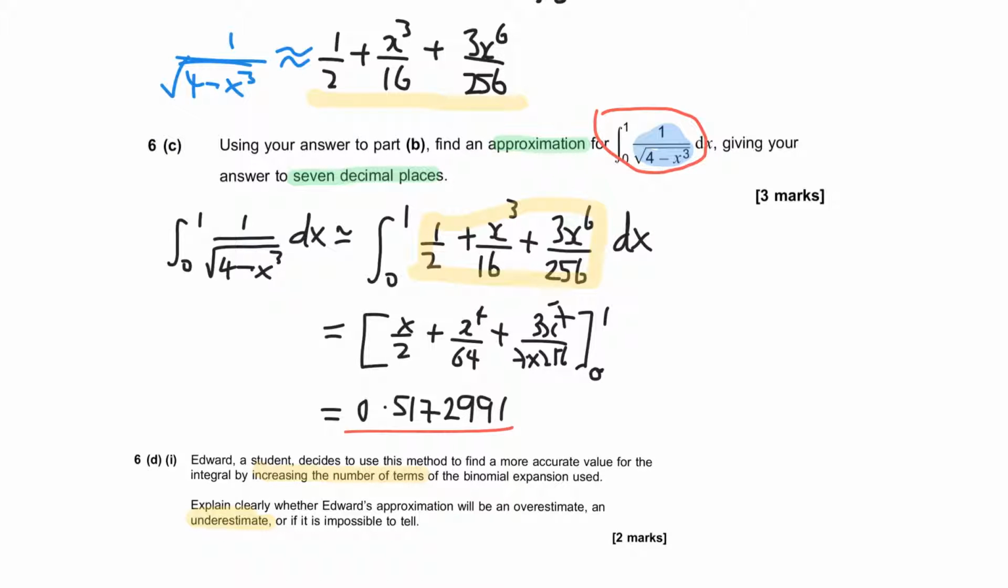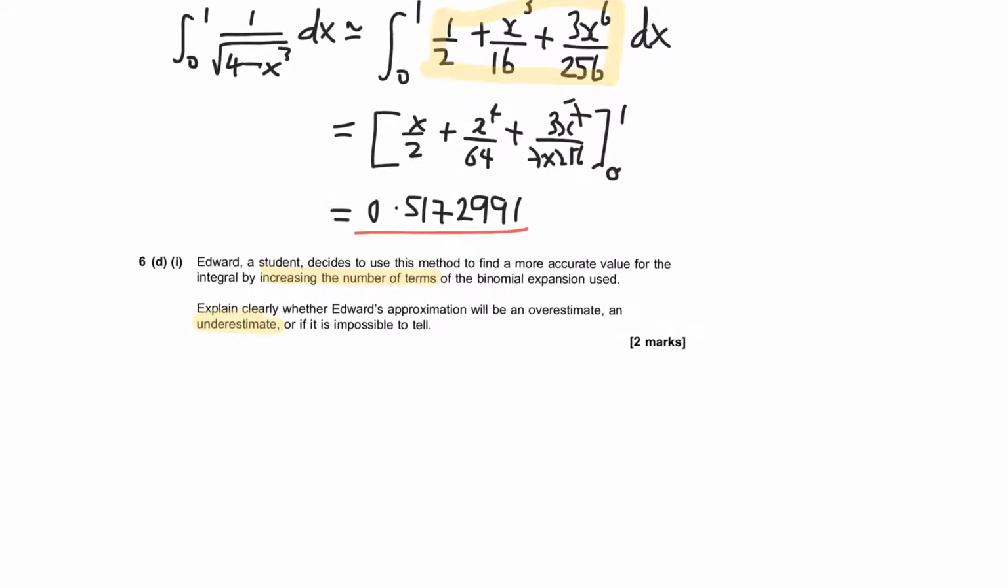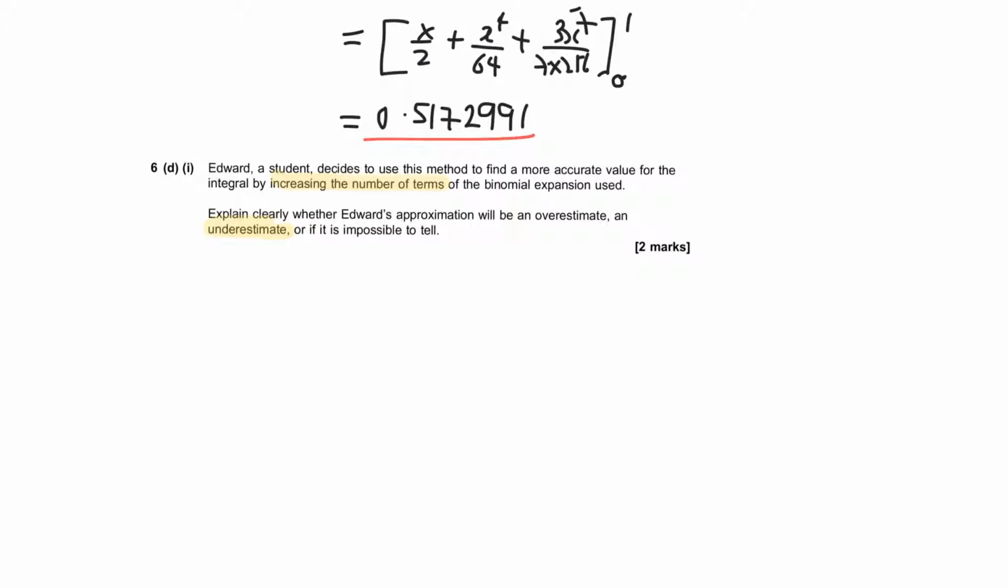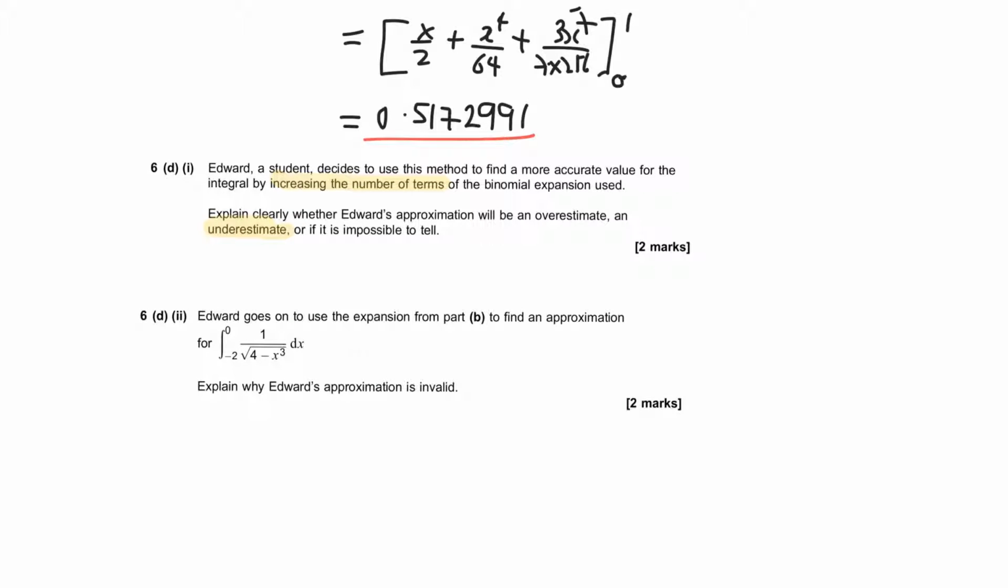So there's just one final part of this question left for us to look at, which is D part 2, and actually I don't think that uses the expansion. Let's have a look. So this is asking us why a particular approximation would be invalid, and there are 2 ways that we can actually explain this.